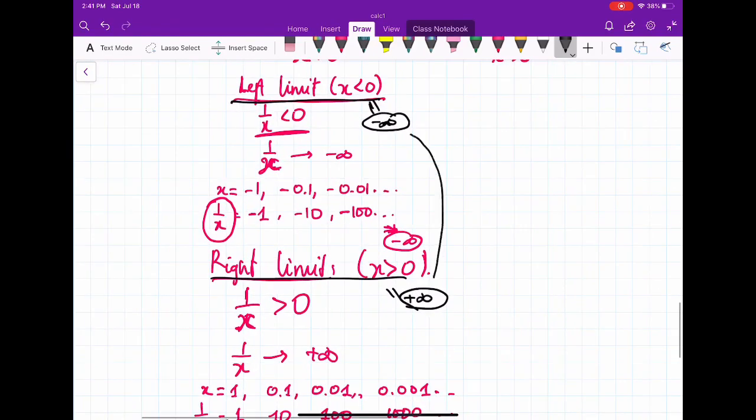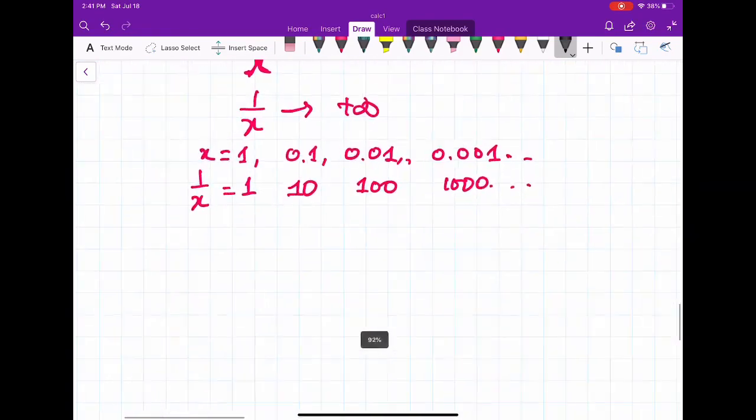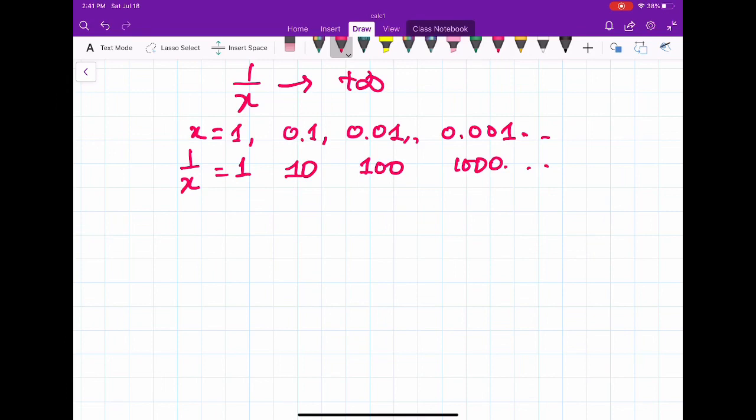And of course, they are different. You see this? They're different. So, in summary, the function 1 over x does not have a limit at 0.